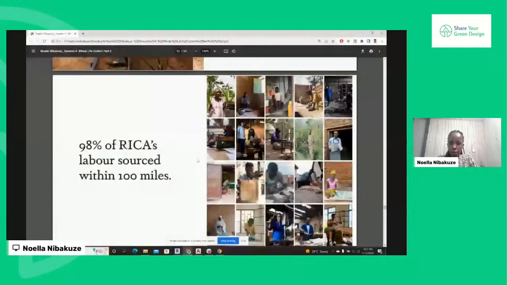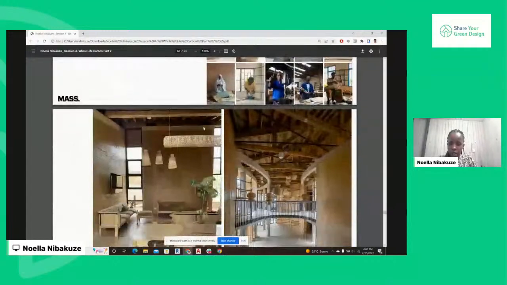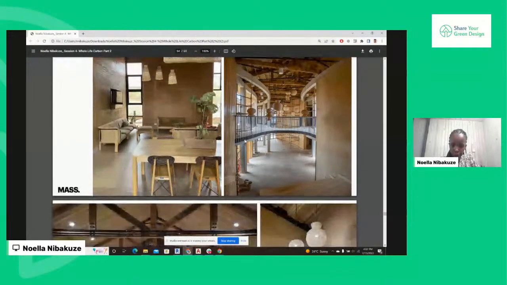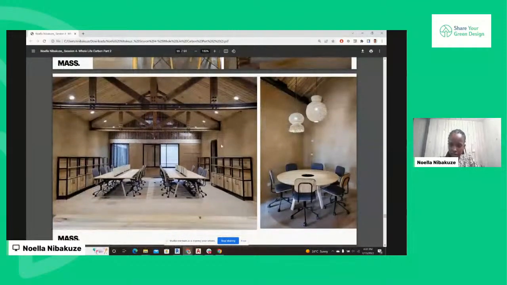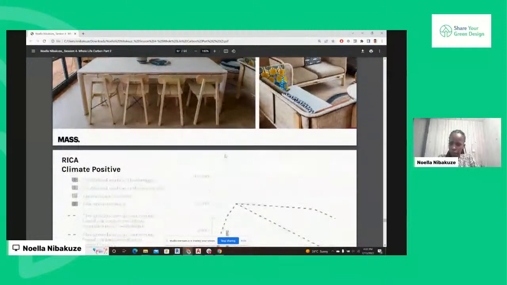We also worked with local manufacturers, cooperatives, artisans, and entrepreneurs to make all the furniture of the campus. I have a few images here. Literally everything from the chairs, the lamps, the flower pots, everything was done by local people around the country. Even the office chairs and all the cabinets, all the lampshades, all the decorations, which really significantly reduced our embodied carbon.